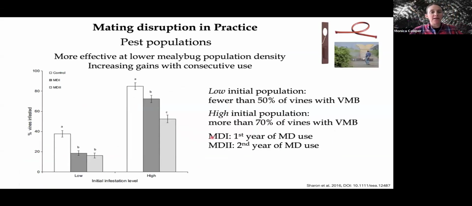That is also seen in this graph where the dark bars here are the first year that mating disruption was used, and then those lighter bars are the second year. And so you can see, particularly with the high populations of mealybugs, it can take a couple of years before the populations really start reducing. And in fact, mating disruption is more effective at lower mealybug population density.